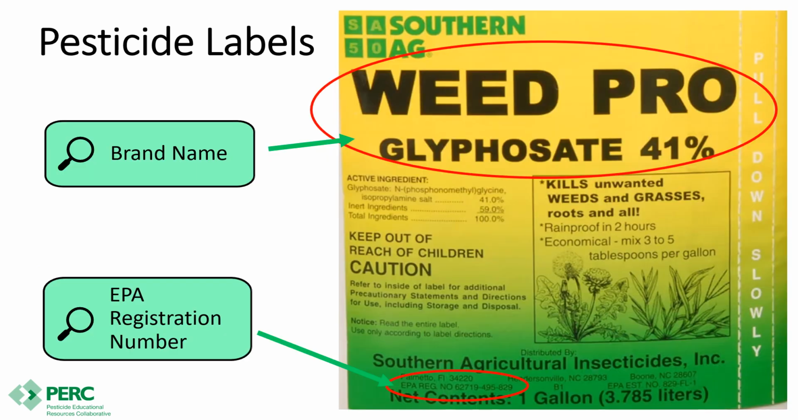Other important information you should know on pesticide product labels include the brand name or the commercial name of the pesticide. This is usually the biggest, most noticeable word on the front of the label. The EPA registration number is the unique number given to each pesticide by the EPA. This number identifies the product and gives medical personnel valuable information in an emergency.